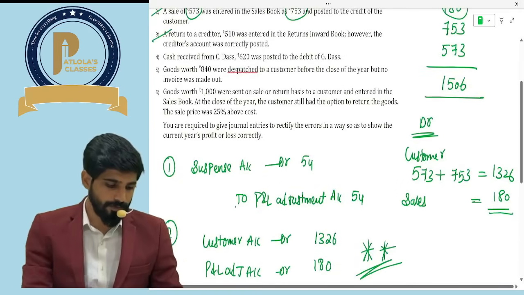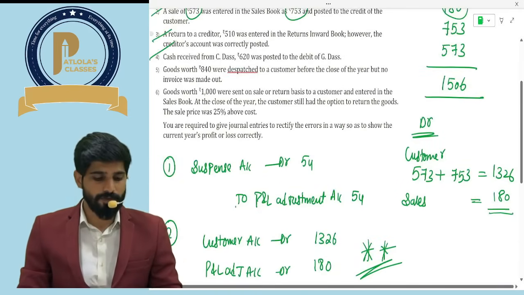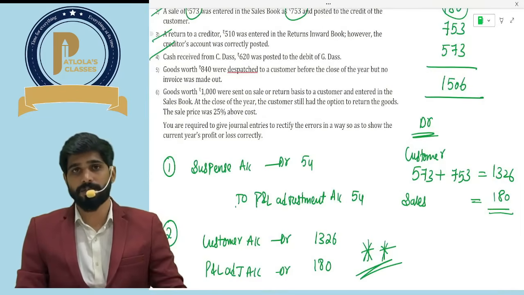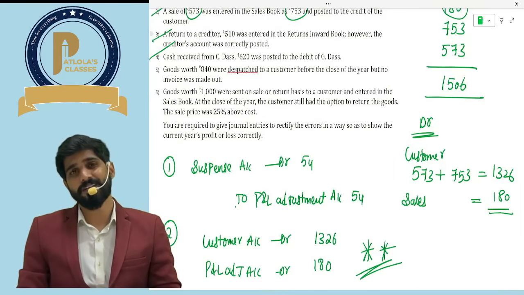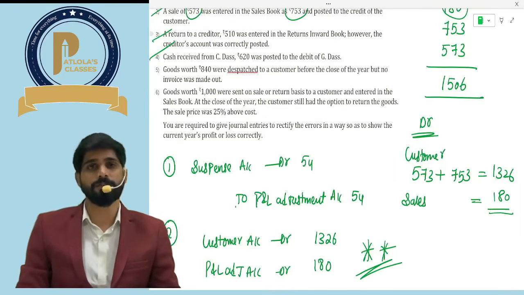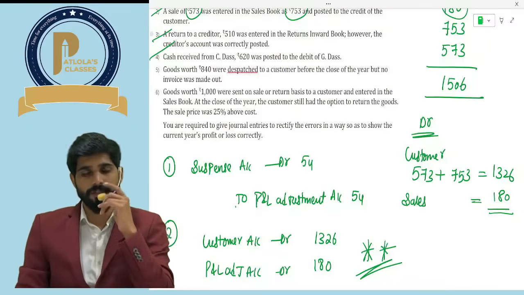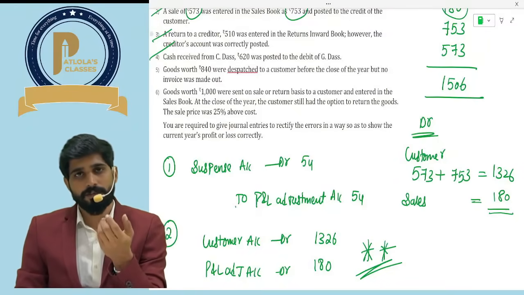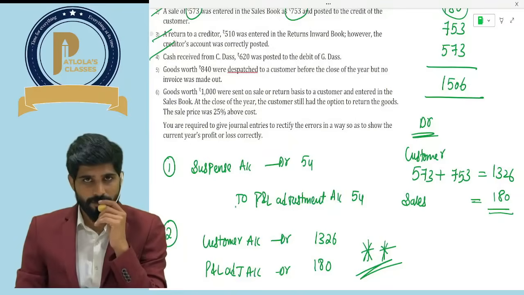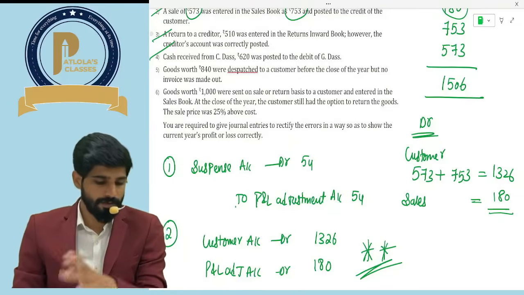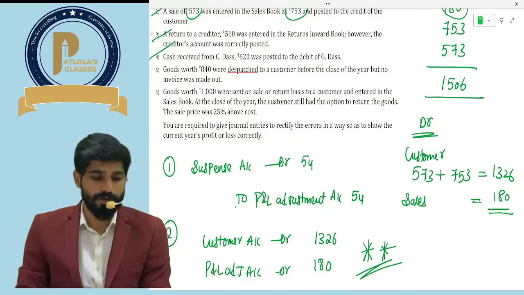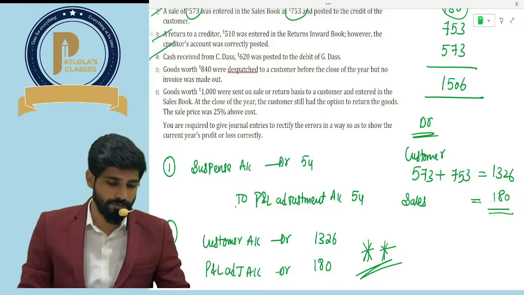What is that fifth one? Goods worth of 840 were dispatched to the customer before the close of the year. Means you made a sale to the customer but no invoice. Guys, generally accounting will be done on the basis of invoicing. Since no invoicing is done, they have not passed any entry. I will assume that it's a complete omission. They made a sale to a customer but they have not recorded. So assuming that it is a credit sale, goods worth 840, can we write an entry? Yes, very simple. What is the entry?